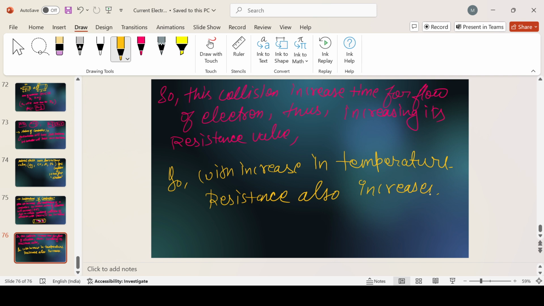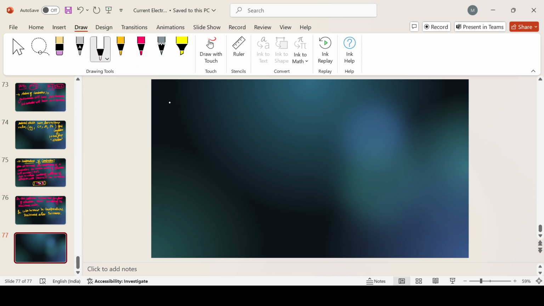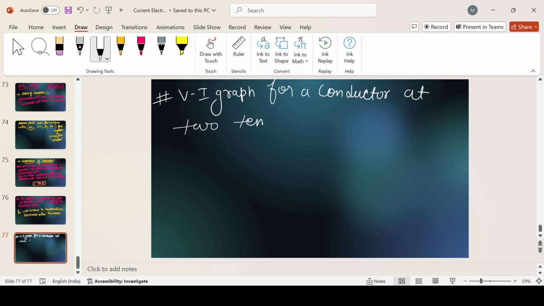Clear? Now from tomorrow we will study the VI graph for a conductor at two temperatures. We are not doing that right now. This was the smallest topic, and then we'll move toward resistivity, which is also the important part, and most of the time you will get confused with the resistivity part.